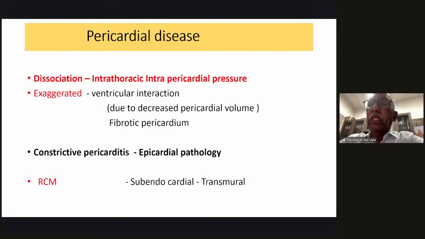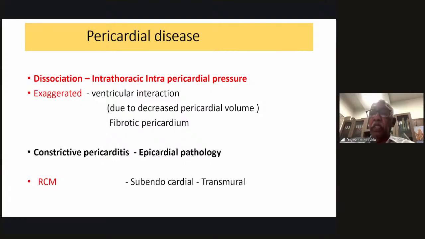So what happens in pericardial diseases in general and constrictive pericarditis in particular is there is a dissociation of intrathoracic pressures and intrapericardial pressures. Second, there is exaggeration of the ventricular interaction. This exaggeration of the ventricular interaction is due to fibrotic pericardium, limiting the space available to allow the increased venous return. But important to remember is this fibrous pericardium affects both the right ventricle and the left ventricle to the same extent in most, if not all, the patients.